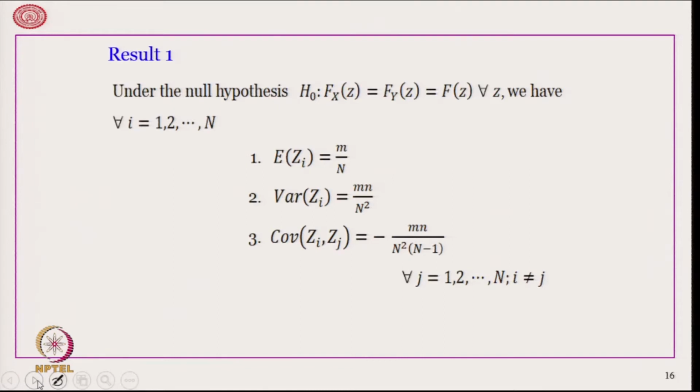So, result 1, under the null hypothesis, that is both of them are from the same distribution, F_X(z) is equal to F_Y(z) is equal to F(z) for all z. We have for all i is equal to 1 to N, expected value of Z_i is equal to m by N. m is equal to number of x observations and N is total number of observations.